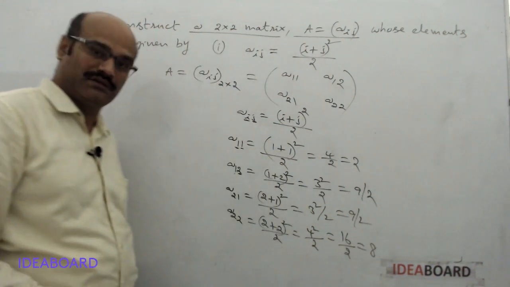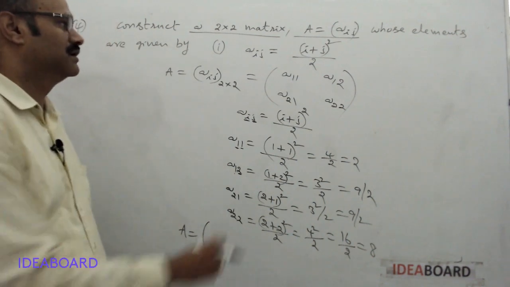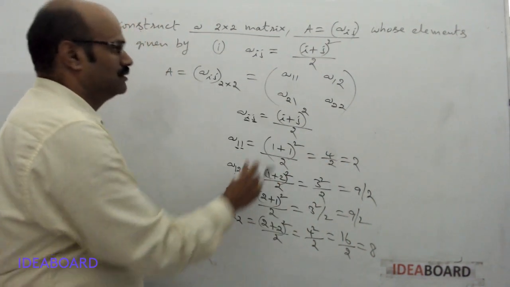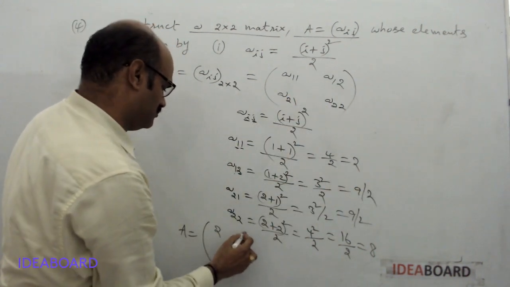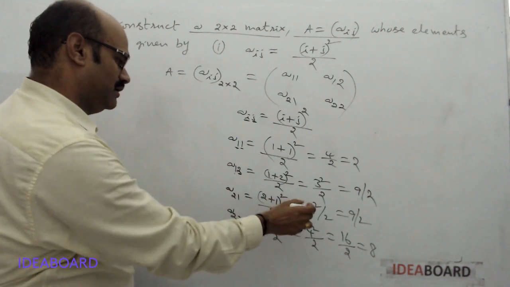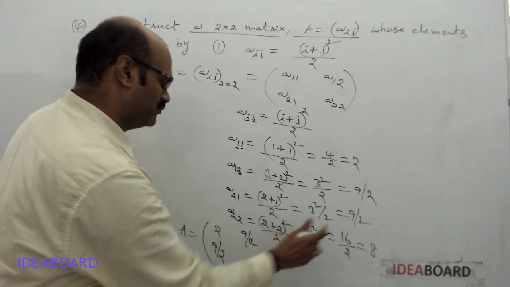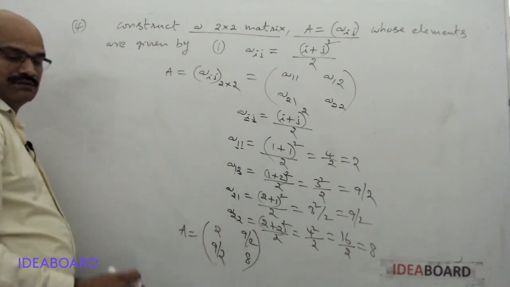Therefore, the matrix A equal to, here we are getting A11 equal to 2, A12 equal to 9 by 2, A21 equal to 9 by 2, A22 equal to 8. This is the required matrix.